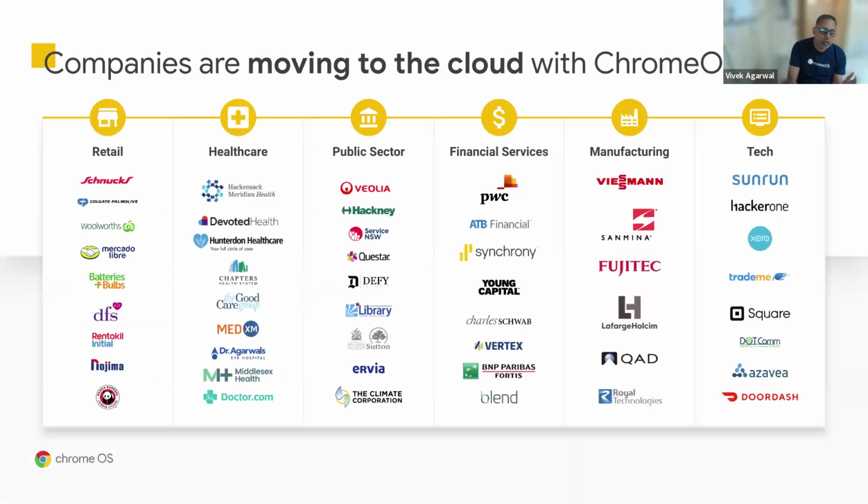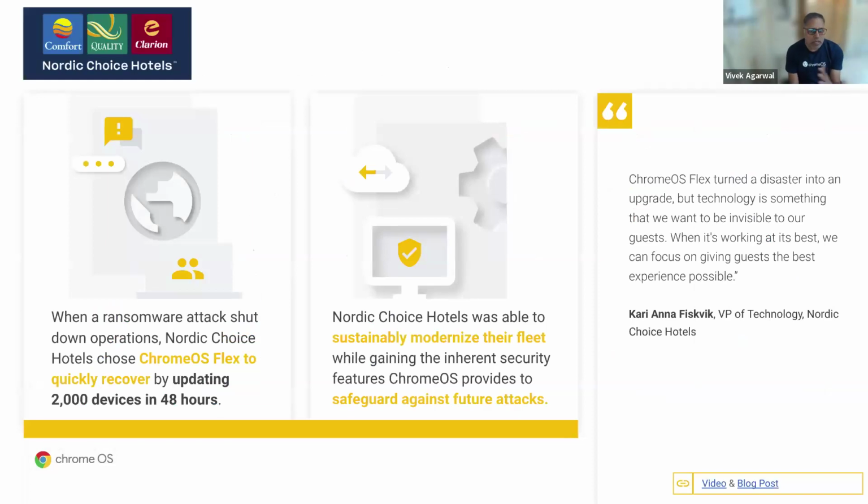A range of organizations across different verticals have moved to ChromeOS. Be it companies like Colgate-Palmolive in retail, in the public sector, a range of libraries and service organizations. In financial services, three of the top 5 largest global banks are on Chrome. Manufacturing, we have the likes of Sanmina, Fujitec, Lafarge Holcim, they're using Chrome devices. And on tech, this is just a short list, but there's a range of tech companies who are utilizing Chrome devices today. I'll run through a few case studies of customers who have deployed Chrome and their journey.